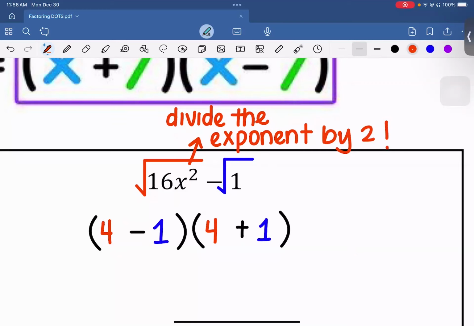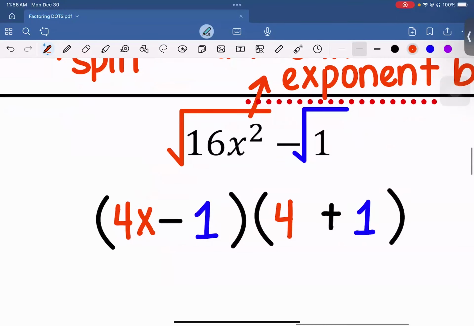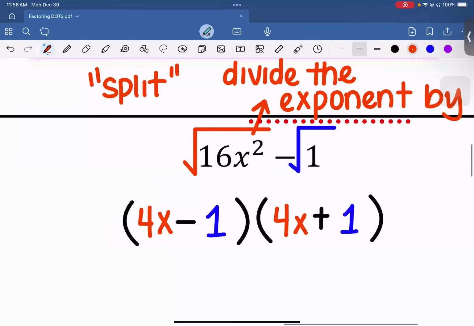Always dividing the exponent by 2. I always say we're kind of splitting it in half. So if I'm splitting this, it's going to be an x right here and an x right here. And boom, this is it. And let me box my answer.